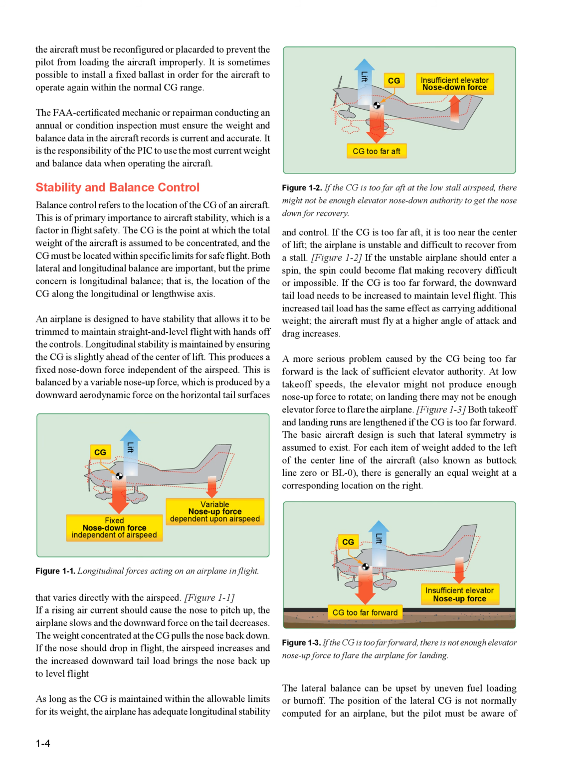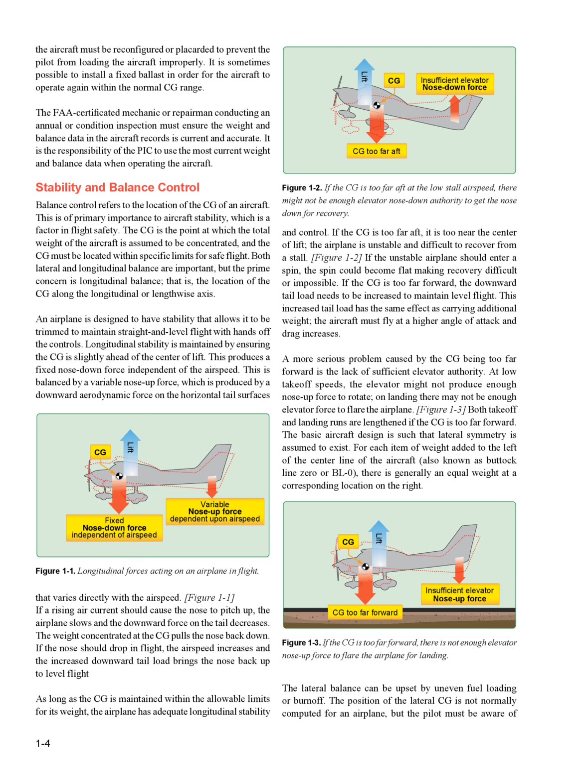Stability and balance control. Balance control refers to the location of the CG of an aircraft. This is of primary importance to aircraft stability, which is a factor in flight safety. The CG is the point at which the total weight of the aircraft is assumed to be concentrated, and the CG must be located within specific limits for safe flight. Both lateral and longitudinal balance are important, but the prime concern is longitudinal balance, that is, the location of the CG along the longitudinal or lengthwise axis.